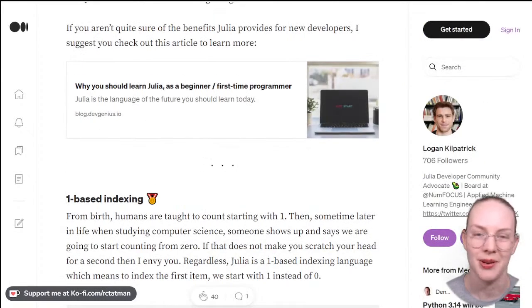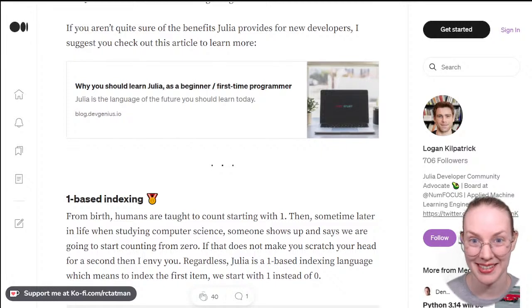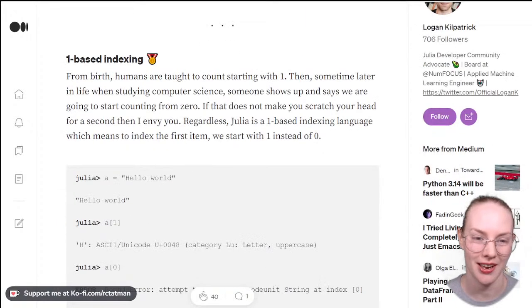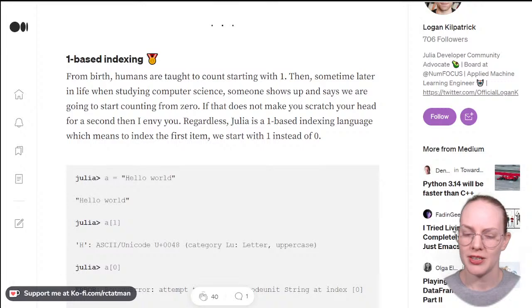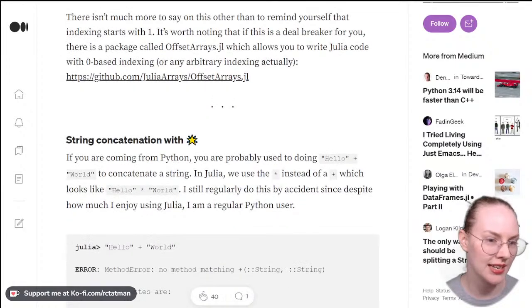One-based indexing, which, controversial opinion, I think one-based indexing makes sense. I think it's a great point. From birth, humans are taught to start counting with one. And this may also potentially be from the influence of R, because Julia is for statistical computing. Also, R is for statistical computing, and R has one-based indexing.